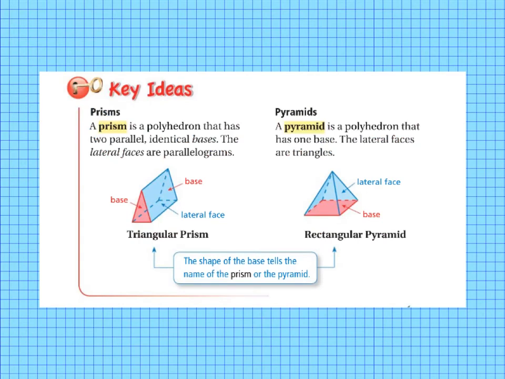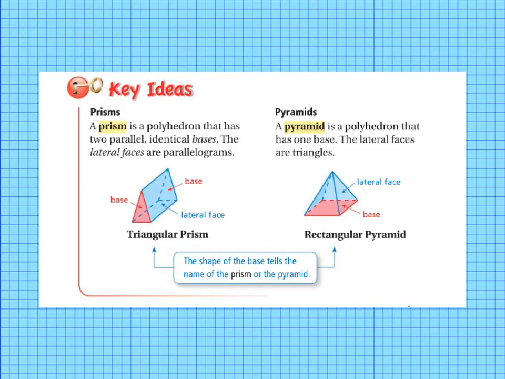Next, we have a key idea. Actually, it's 2 key ideas on prisms and pyramids. A prism is a polyhedron that has 2 parallel, identical bases. The lateral faces are parallelograms. So what that means is that when you stand the prism up on one end, the top of it is flat.